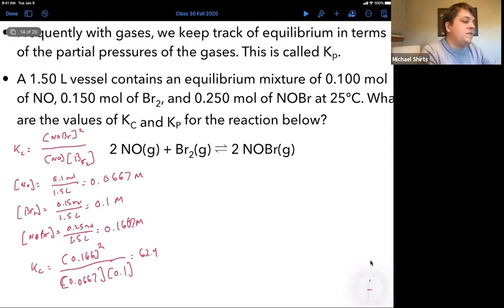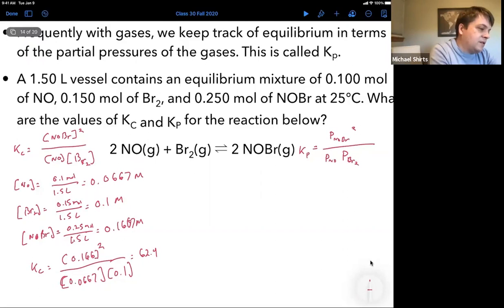So what would the Kp be in terms of partial pressures? If we have the pressures of each of the reactants at equilibrium, that'll be in partial pressures. So this would be the partial pressure of NOBr squared. Everything is the same, we just plug partial pressures directly in place of concentrations. So what are the partial pressures of each of them?